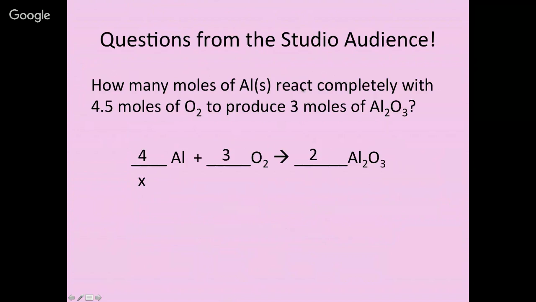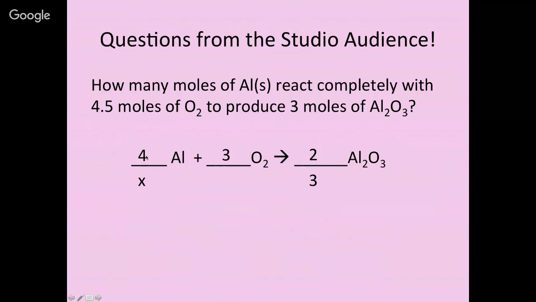So it says how many moles of Al will react? Well, we don't know that. So we're going to put X under the Al, with 4.5 moles of O2 to produce 3 moles of Al2O3. So we put the 3 moles of Al2O3 underneath, and in this question, it's not going to matter which one of these two you use. If you set up your proportion using this one, or using this one, it doesn't actually matter. So I'm just going to do it with these two to make the proportion easier.